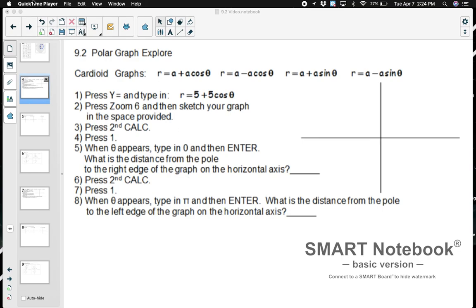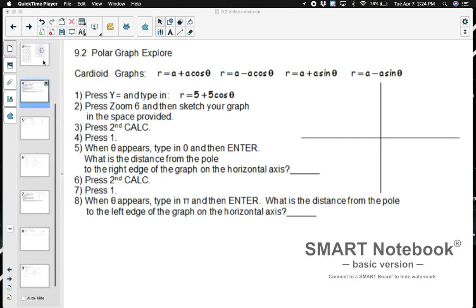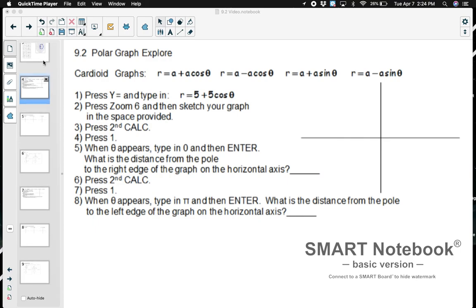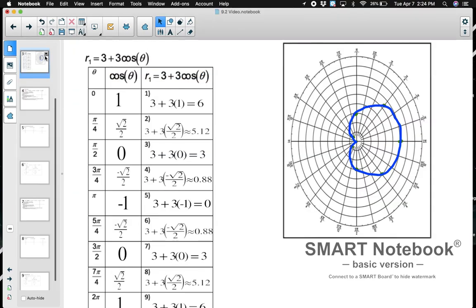Alright, hello everyone. So our first video was about graphing these by hand. However, we saw that there was a lot of symmetry in the graphs, and so graphing by hand can be kind of difficult or just time consuming because there's a lot of points you have to plug in. So instead we're going to use our calculator and see some patterns along with them. So the graph that we looked at earlier, I have it here, 3 plus 3 cosine theta.